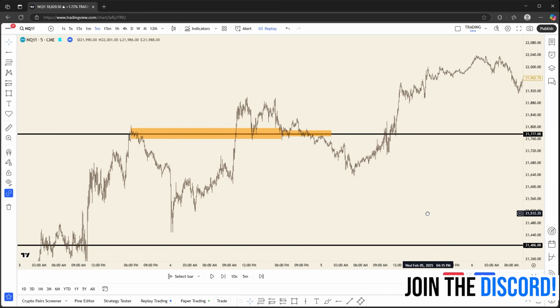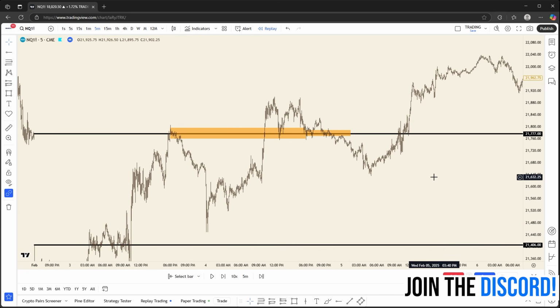So moral of the story, this is how I look at new week opening gaps and new day opening gaps. I only use new week opening gaps for the duration of the week that it's created, and I only use new day opening gaps for the duration of the day that it's created. So this is one of the foundational parts of technical analysis for me.